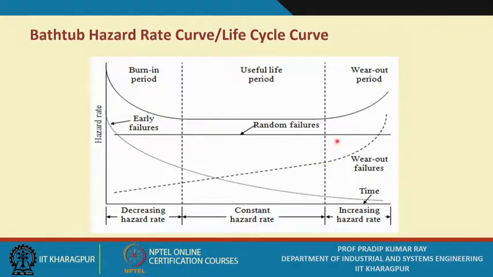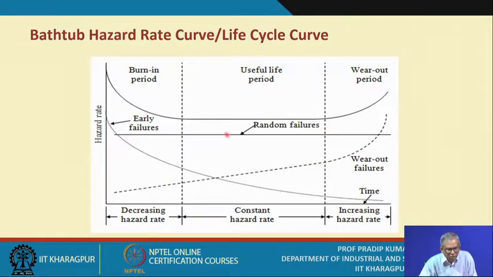So, once this burn-in period is over, you have entered the useful life period, and this will continue. During this useful life period, you will notice that the failure rate is almost constant. It should be at the minimum level.